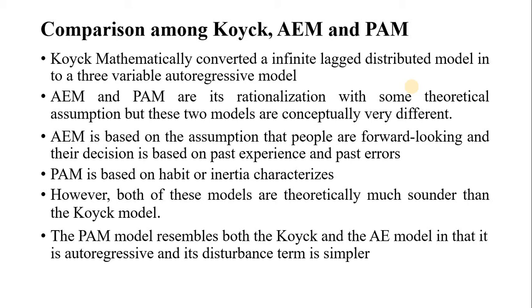But if you simply look at these three models, we can see that the partial adjustment model resembles both the Koyck and adaptive expectation models, in the sense that its disturbance term is much simpler than the two models. So this partial adjustment model includes both ideas of the Koyck and adaptive expectation models. It is autoregressive also, and one advantage of the PAM over the AE and Koyck models is that its error term is much simpler.